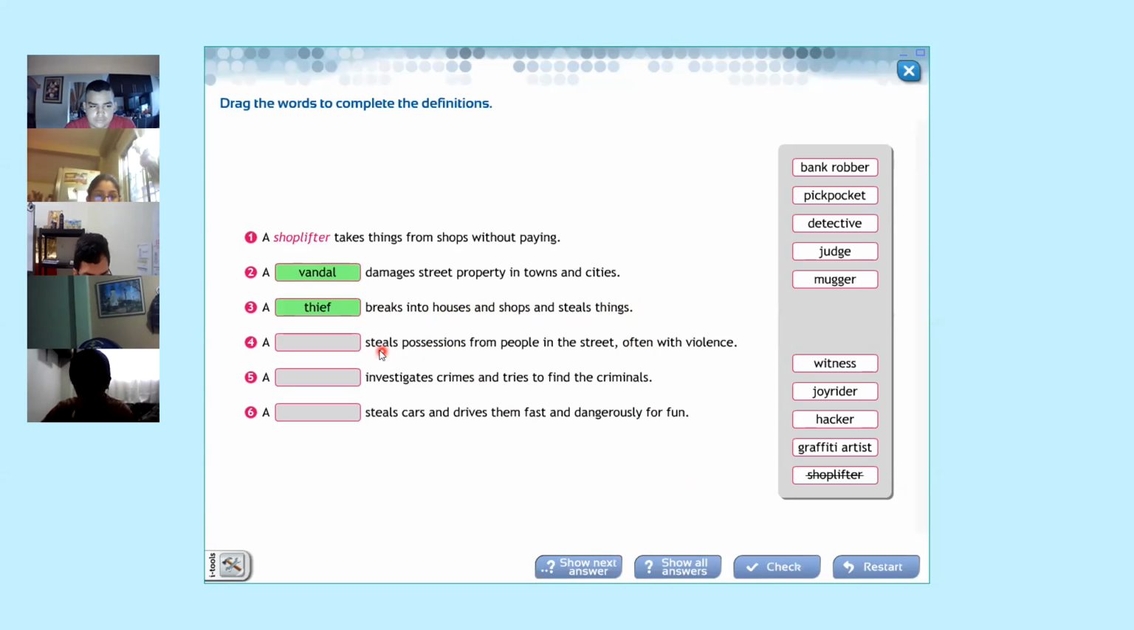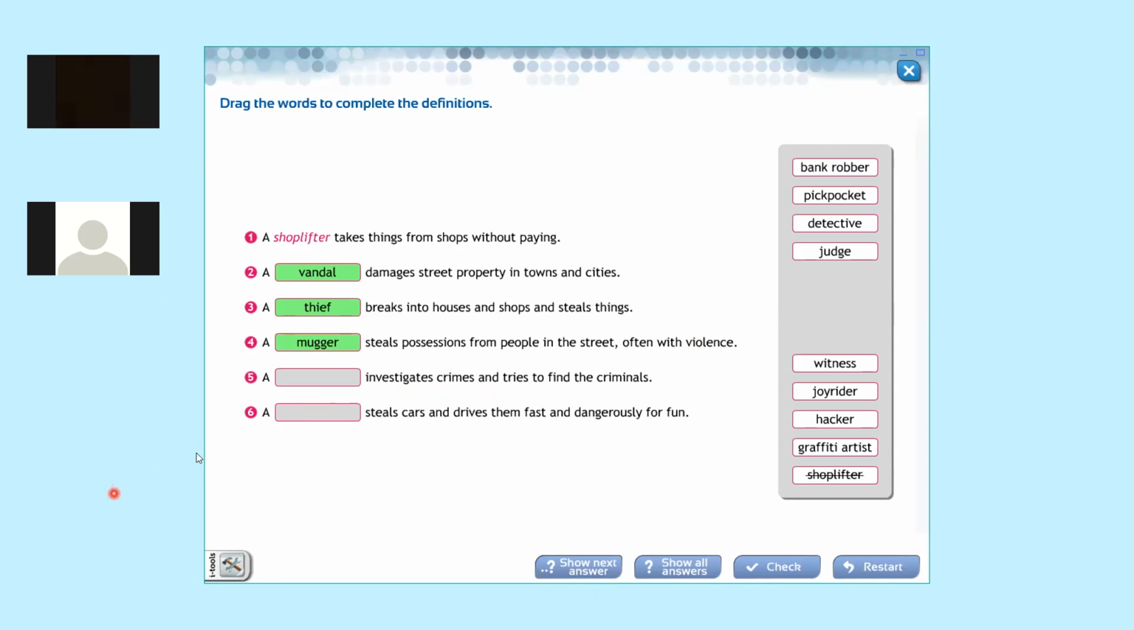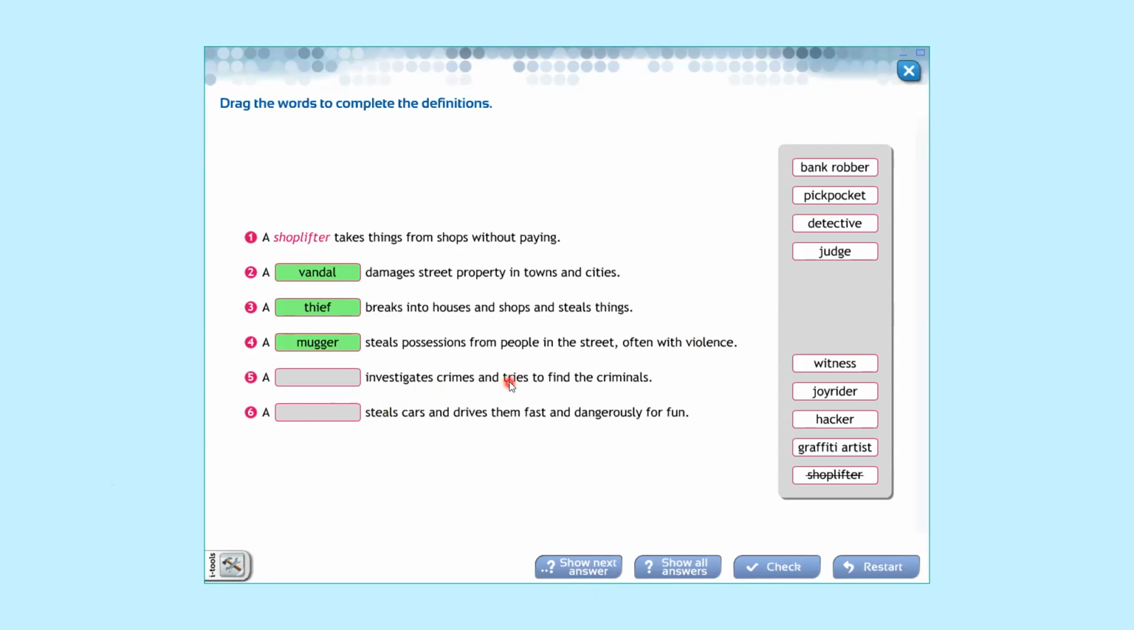Number four. Steals possessions from people in the street, often with violence. Who is that? A mugger. Continue, number five. Investigates crimes and tries to find the criminal. Yeah. Detective. Detective, okay. Number six. Steals cars and drives them fast and dangerously for fun. Yeah. A joyrider, it's a joyrider, okay?